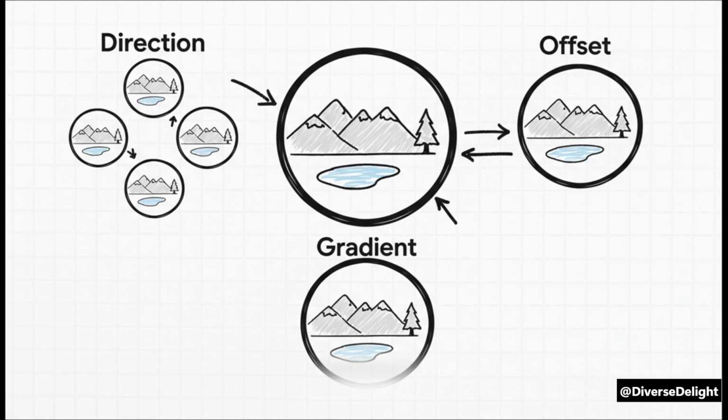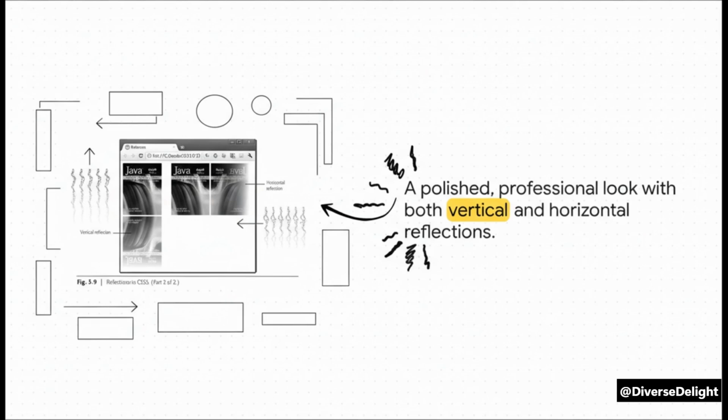And here's the really cool part. You can add a gradient to make the reflection fade out, which just gives it a much more realistic feel. And here you can see it all in action. On the left, you've got a vertical reflection that fades out from top to bottom, and on the right, a horizontal one that fades from left to right. It just adds this sense of depth and polish that makes the whole page feel way more professional.